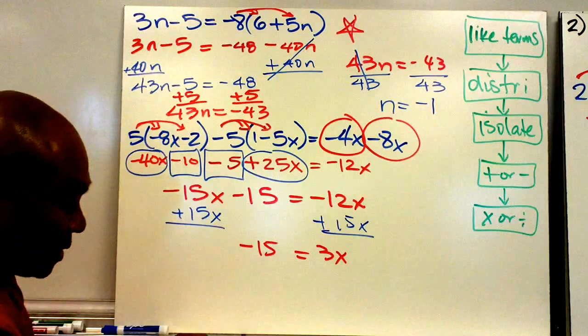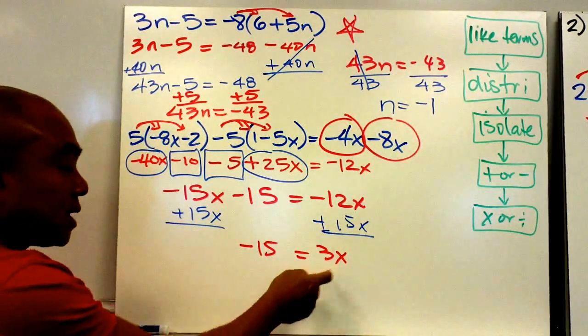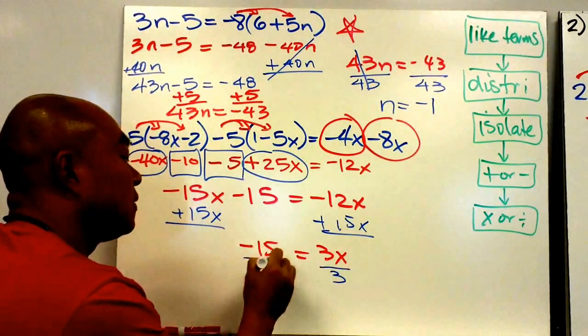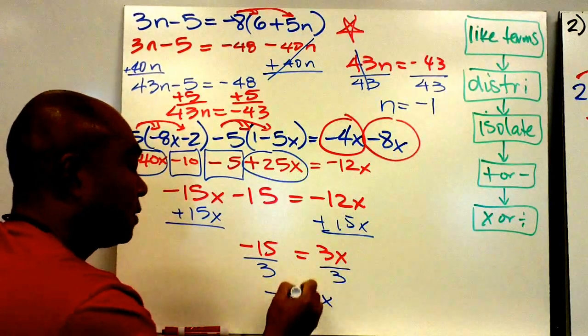Then here it's just a basic, simple one-step equation. So because I have 3 times x, I'm going to divide both sides by 3, divide this by 3. My x is equal to negative 5.